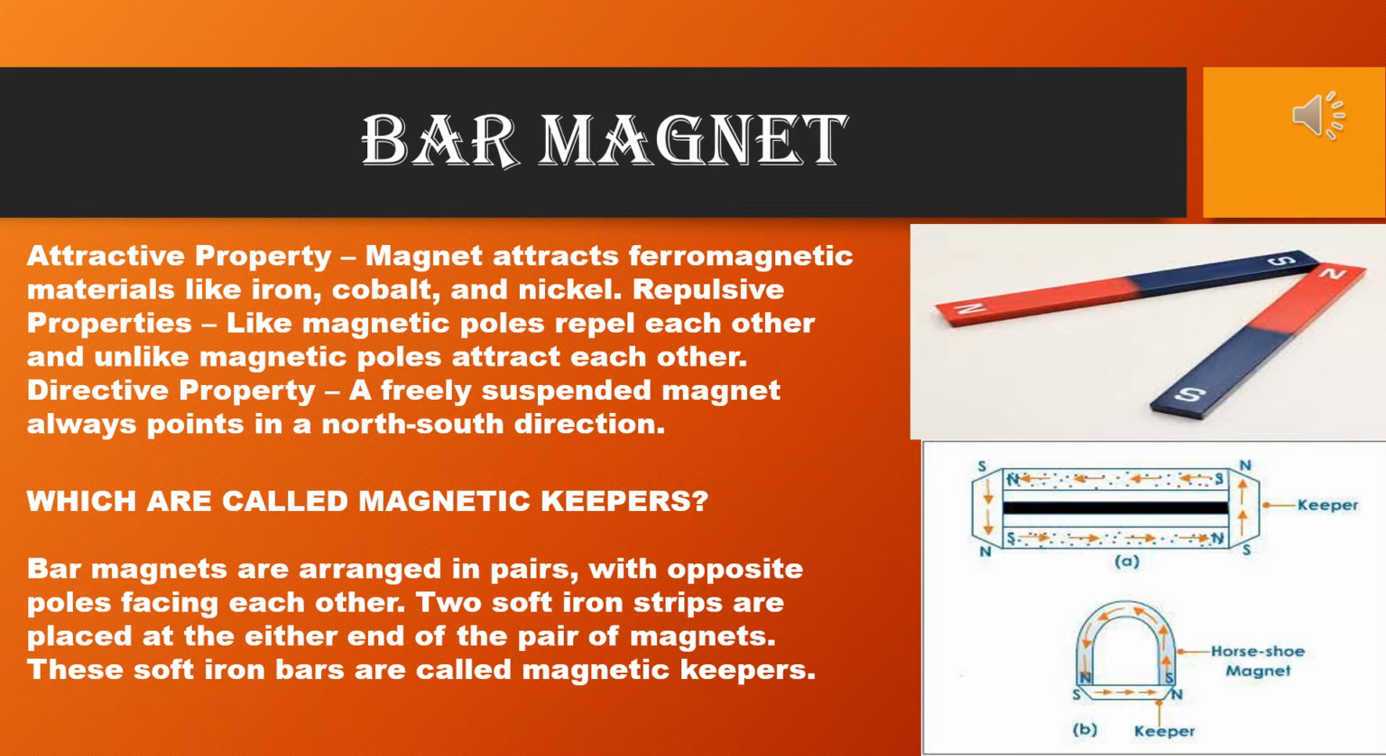So bar magnet is a magnetized bar, you can say, of steel of uniform circular or rectangular cross section. A pair of bar magnets, already I have shown in the diagram, are kept side by side with their opposite poles near to each other with a small piece of iron connecting them. These iron pieces are called magnetic keepers as they keep the magnetism of the magnet intact.